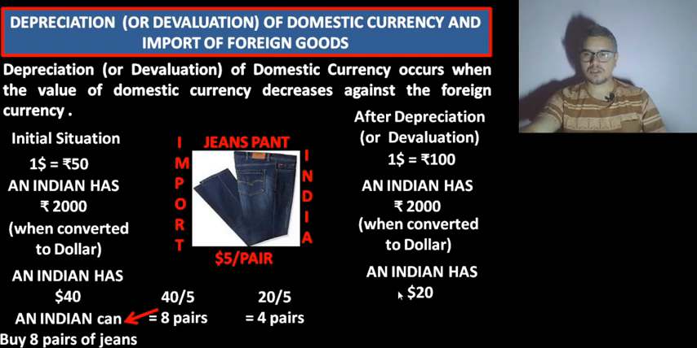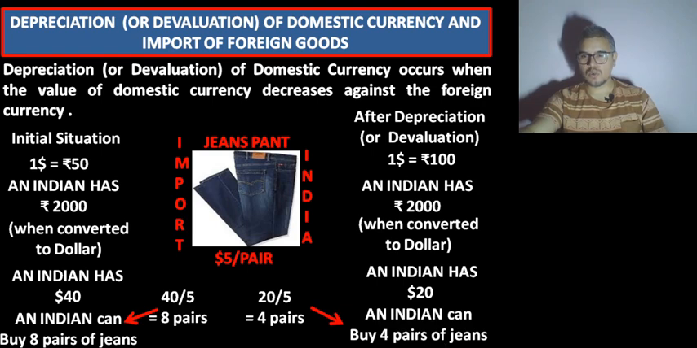Okay, so the quantity of jeans pant that he can purchase is just 4 pairs of jeans. Thus this Indian can purchase 4 pairs of jeans. So here if we see, earlier he could have purchased 8 pairs, now he can purchase 4 pairs. It means that whenever there is depreciation or devaluation, the import, earlier he was importing 8 pairs of jeans, now he is importing 4 pairs of jeans.